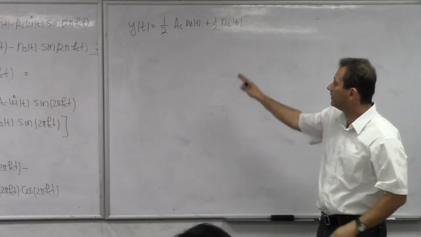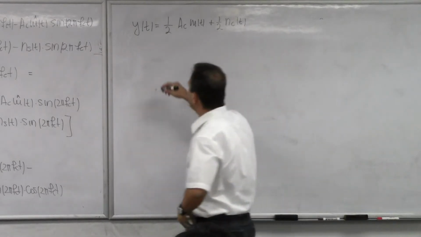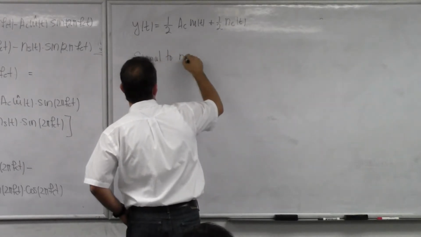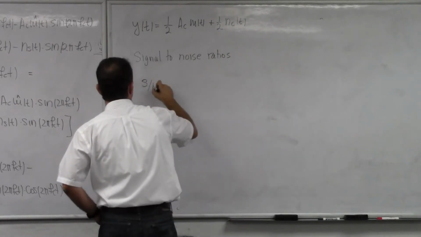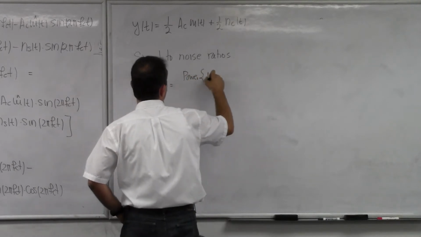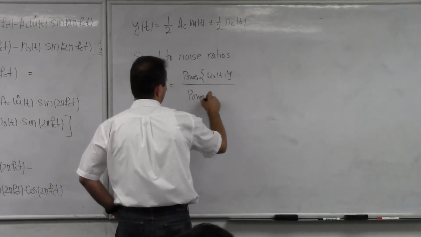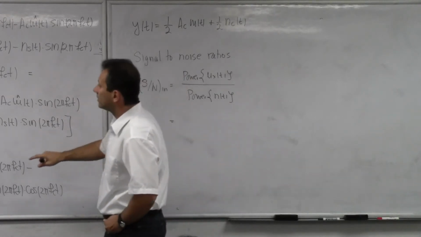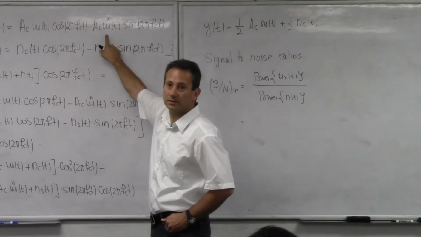Okay. So now that we have the output, let's calculate this functional relationship between the signal to noise ratios. How do I calculate signal to noise ratios? Signal to noise ratio at this input point is going to be power of ux of t divided by the power of n of t. Okay? What is the power of ux of t? It is the power of this guy. Can you look at it and tell me what it is?